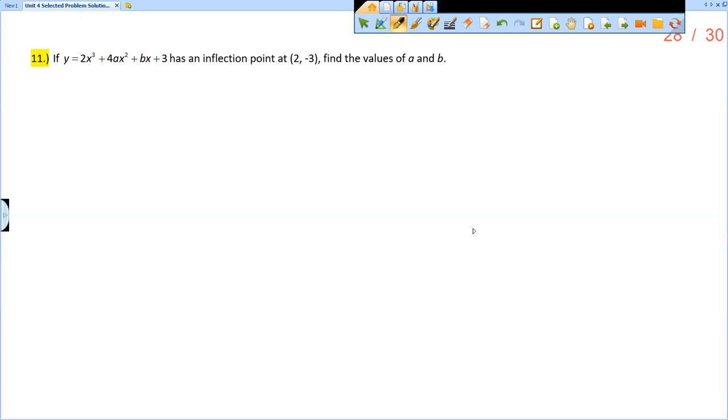This is the solution video for Unit 4 Review Problem 11. If y equals 2x cubed plus 4ax squared plus bx plus 3 has an inflection point at (2, negative 3), find the values of a and b.